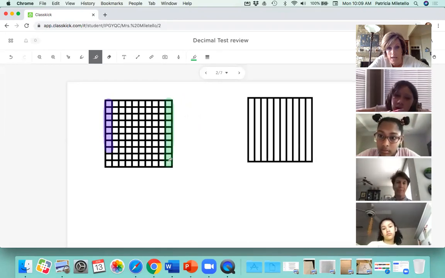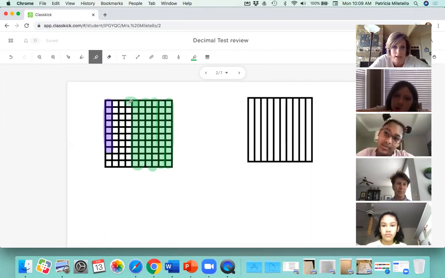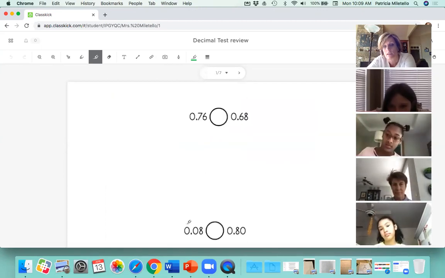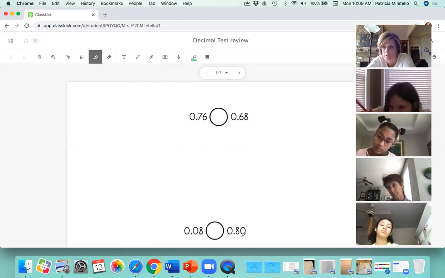Look. 10, 20, 30, 40, 50, 60. Look at that, Adeline. Is it way more? Yeah. 70, 80. All right. So even though they have the same numbers, an 8 and a 0, let's go back. This is a lot less. This is only 8 little tiny squares out of 100, and this is 80 squares out of 100. See that difference?